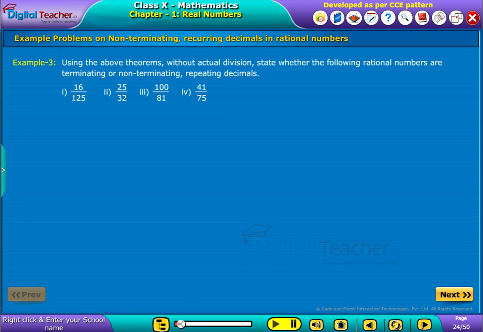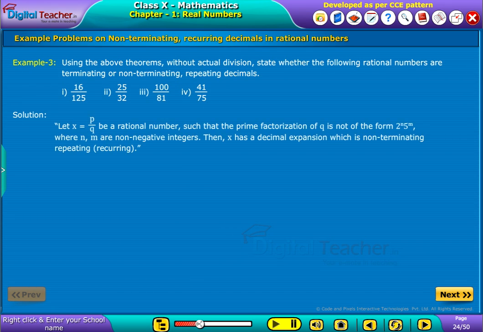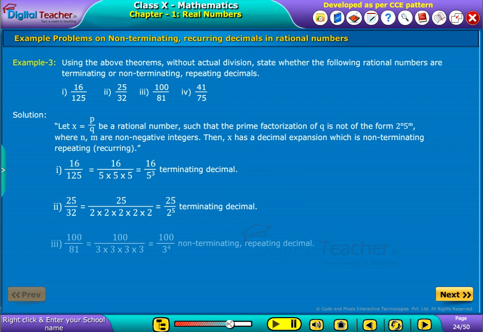Example 3. Using the above theorems, without actual division, state whether the following rational numbers are terminating or non-terminating, repeating decimals. Solution. By the theorem, let x is equal to p by q be a rational number, such that the prime factorization of q is not of the form 2 power n, 5 power m, where n, m are non-negative integers. Then x has a decimal expansion which is non-terminating, repeating or recurring. Thus, by solving all the given rational numbers, we get as follows.